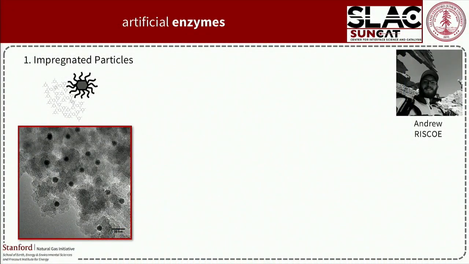Andrew Risco is a PhD student working on the project, and first of all, we started on polymer-based materials because polymers can be functionalized very easily and are analogs of enzymes. So this is what we call artificial enzymes. For example, we deposit some of these nanoparticles that are our catalytic centers on this polymeric material. The black dots are the nanoparticles supported on our polymer.